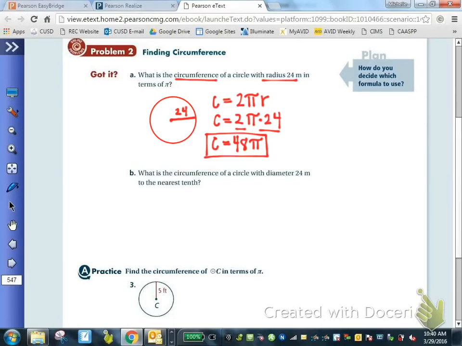Really, in high school math, usually this is going to be how you leave your answer. Okay? In 8th grade, typically we substitute in 3.14 for pi, or we use the pi button on our calculator, and we get a numerical answer. In high school, you're mostly going to leave your answer like this. So we're going to practice this.